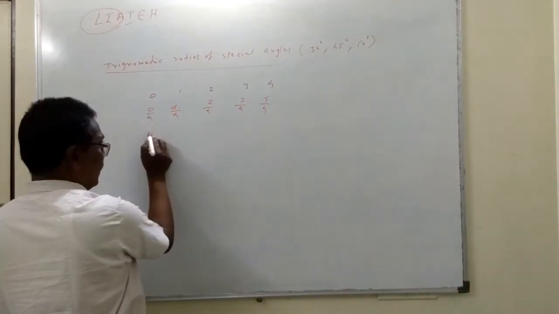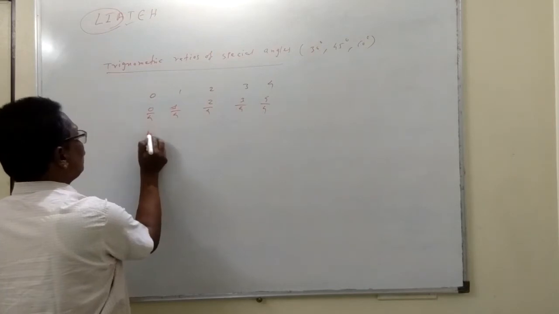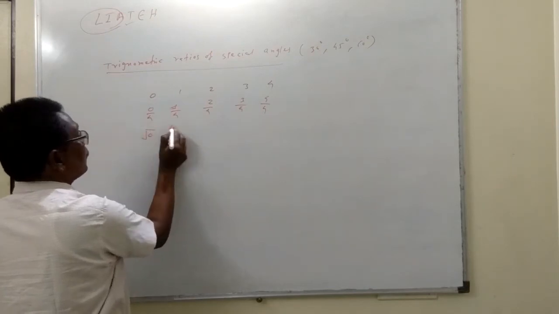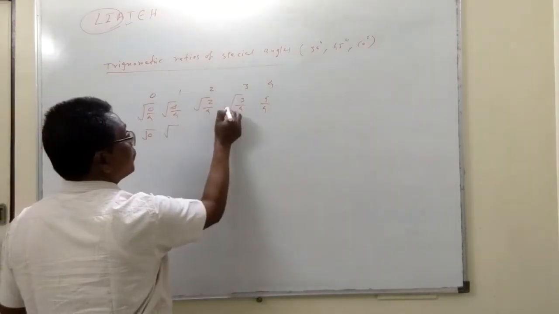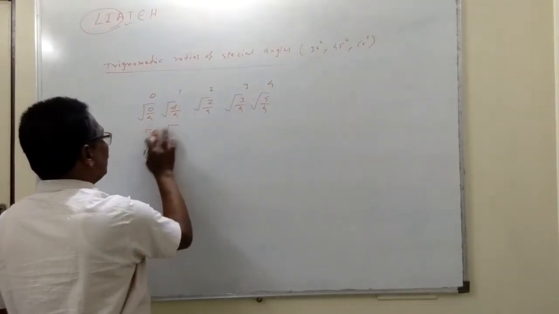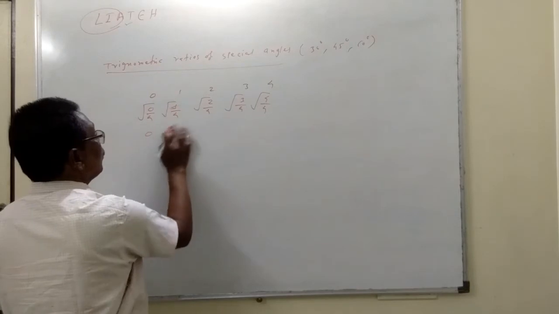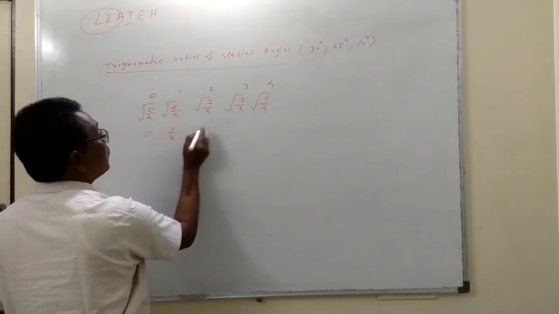And take the square roots. So 0 upon 4 is 0, so root 0 is 0. Root 1 upon 4 is 1 half.